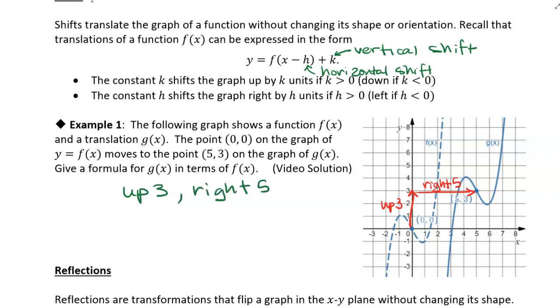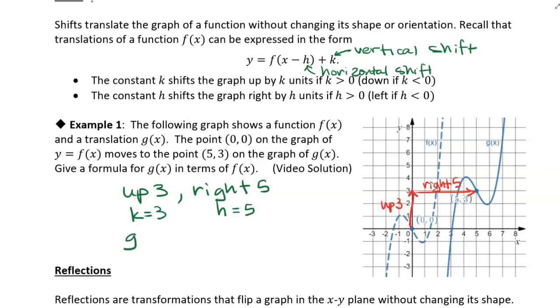Okay. So shifting up and down is a vertical shift. That means that k is equal to 3. We're shifting in the positive direction. And a shift to the right or left is a horizontal shift. So this means that h is equal to 5. We don't know the formula for f of x, but we can write a formula for g of x in terms of f of x if we just substitute the h and the k value.